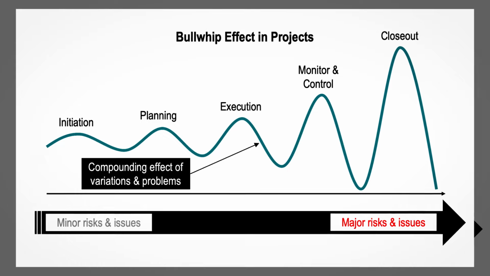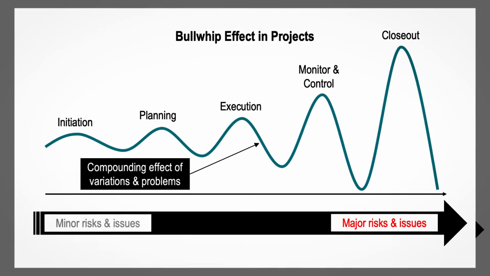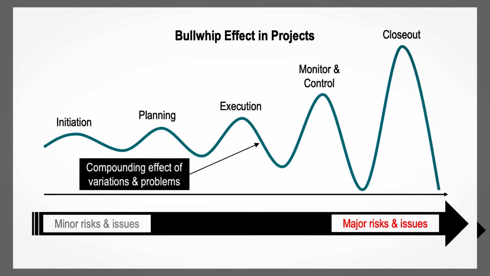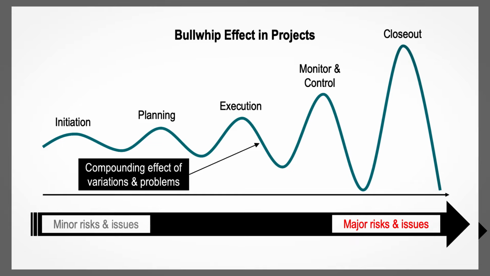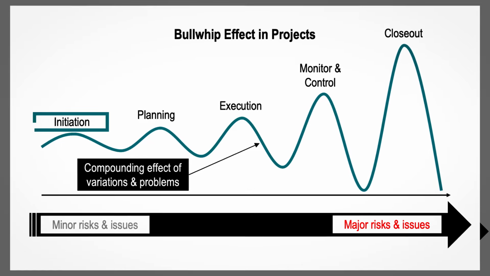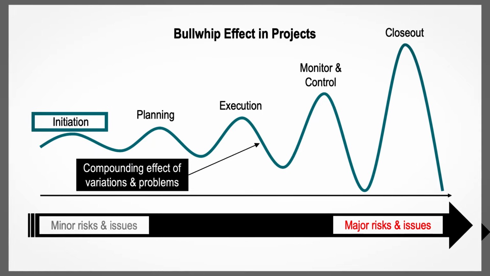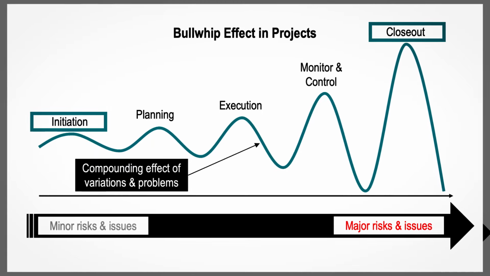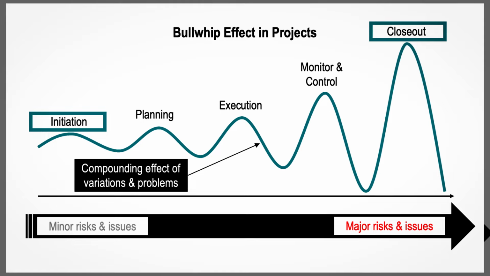Now, since we have understood the overall concept of the bullwhip effect, let's talk about how the bullwhip effect is relevant in the field of project management. In the project management scenario, guys, the bullwhip effect is seen as the compounding effect of variations or problems that arise at the beginning of your project that get magnified at the later stages of the project and often throw the entire project off track. Let's try to understand this with an example.